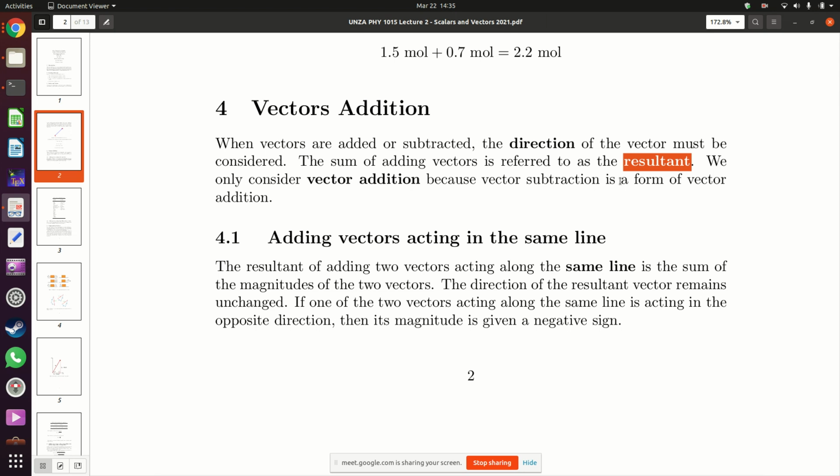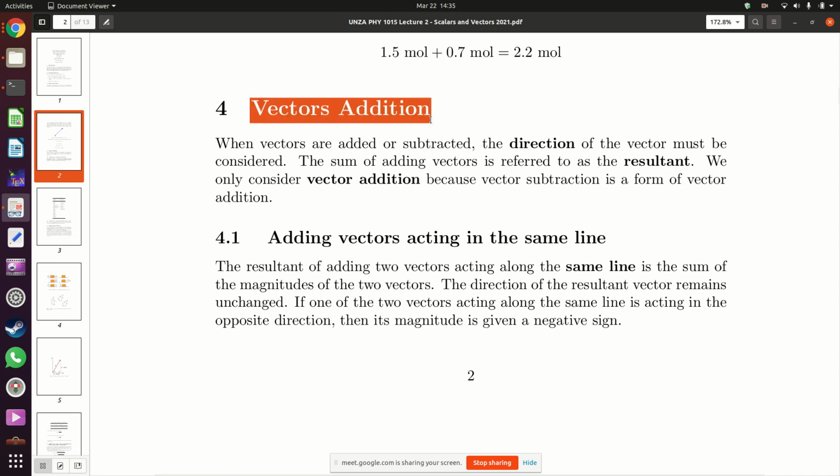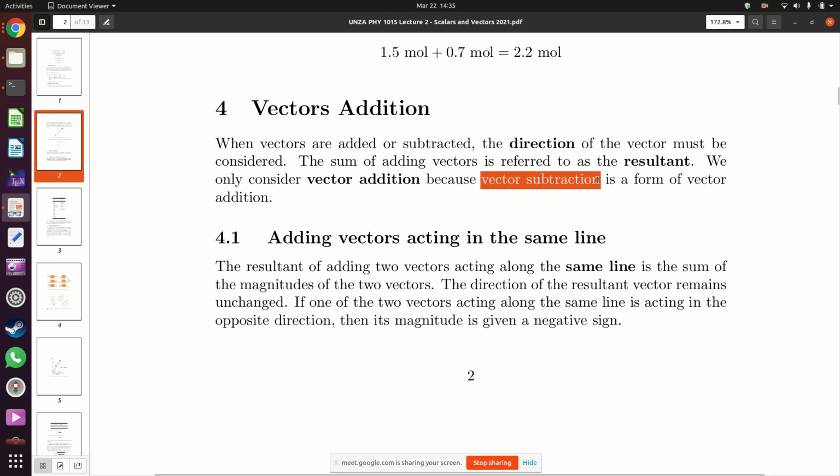So one, when you're adding or subtracting vectors, direction is important. Two, the sum of adding vectors or subtracting them is what's called the resultant. Three, the topic here talks about vector addition. We do not consider vector subtraction as a different thing, because vector subtraction, as you are going to see, is just a special form of vector addition, so we do not study it separately.